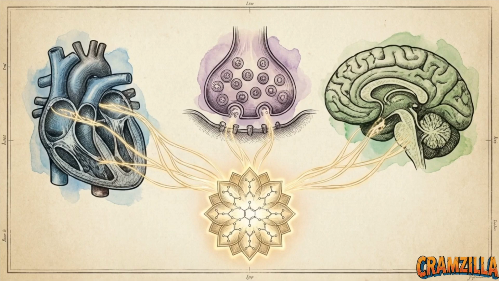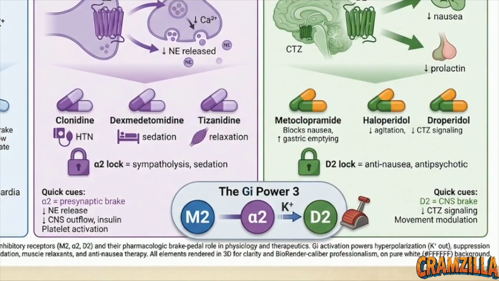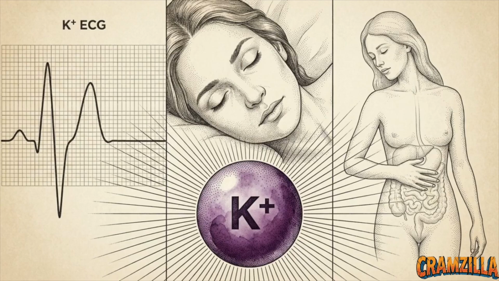This dashboard represents the MAD2 architecture, showing the full scope of cellular inhibition across these systems. In the bottom right, we see the unified chain. M2, alpha-2, and D2 all feed into the same inhibitory lever. Treating bradycardia, inducing sedation, and halting nausea are different clinical outcomes that all stem from the same hyperpolarizing shift of potassium ions.